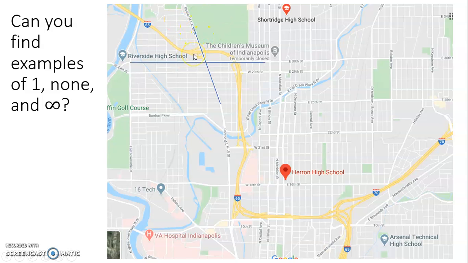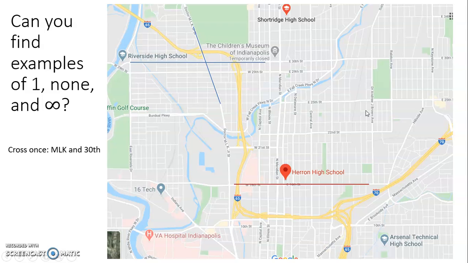MLK Drive, or street, crosses with East 30th Street in exactly one location. And again, if this was a grid map, we could actually give that an XY coordinate. That is one place where they cross exactly once. You can think of literally hundreds of other places where streets cross exactly once on this map.